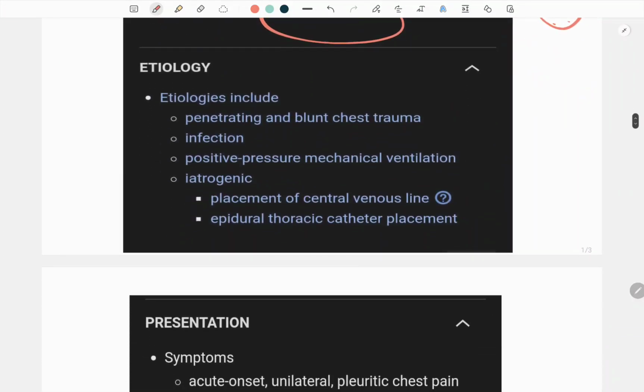Let's talk about the etiology. It could be penetrating or blunt chest trauma. It could be infection, positive pressure mechanical ventilation. It could be iatrogenic placement of a central venous line, or epidural thoracic catheter placement.